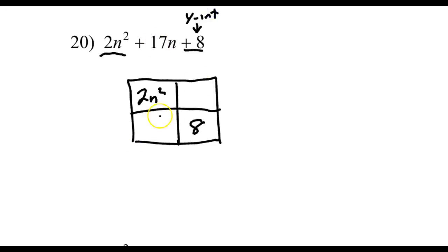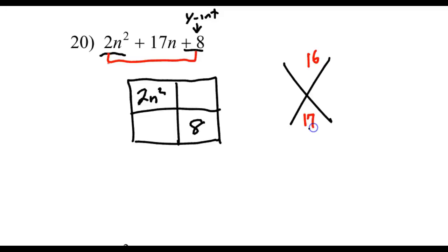But the 17 I need to break up into two parts. So what goes on top here, by the way? What goes in the top? A times c, which is 16. In the bottom, the basement is 17. So what multiplies to 16 and adds to 17? 16 and 1. So we got 16n plus 1n. And now we can do the rest of it.